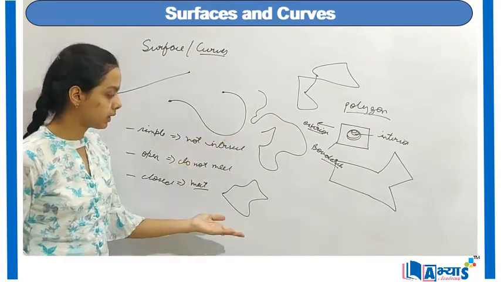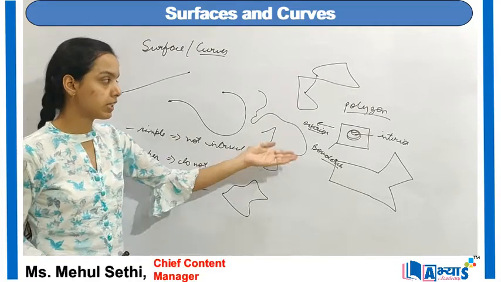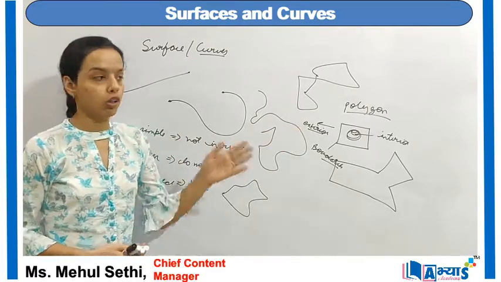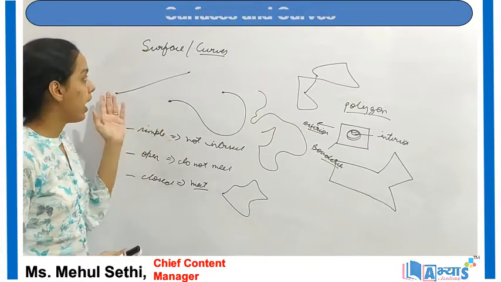I have explained each one of them, and then we have discussed the categories of polygons. So this was the concept on the surfaces and the curves.